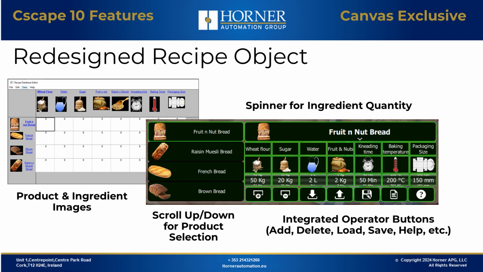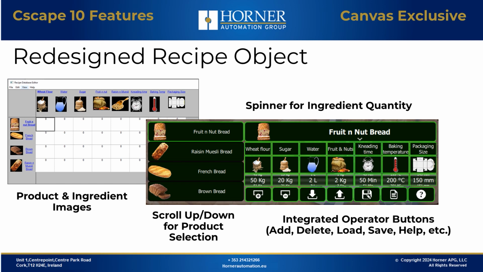The recipe object has been completely redesigned. In previous versions of Cscape, you had to build your own recipe object. But with Cscape 10, you now have a single recipe object with a lot of different configuration options to make it easier to build a fully functional recipe object. So as you're selecting a product before you run your machine, you can have a list of all the products as shown on the screen, and then use gestures to scroll up and down through the list to find the specific product you want to run.